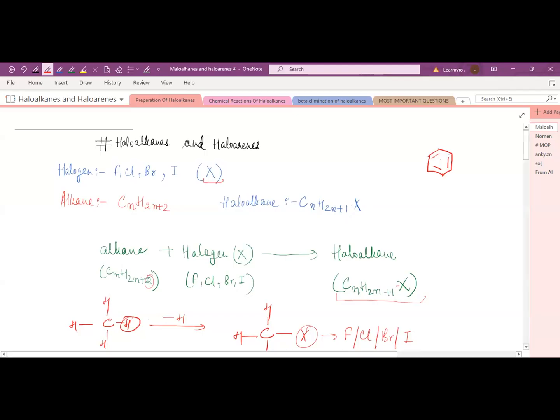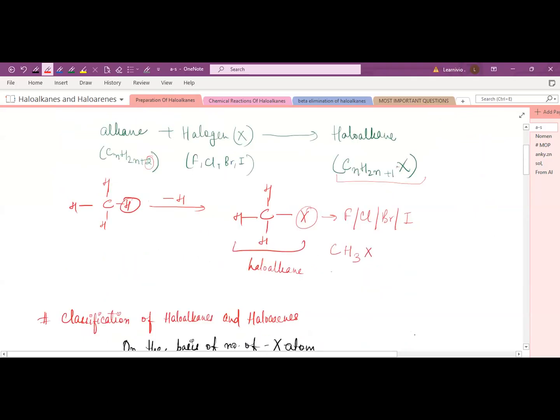In the aromatic system, suppose there is a hydrogen over here. You can see each and every carbon has three bonds and one hydrogen. So if one hydrogen is replaced, when you remove this hydrogen and add a halogen group over there, you will get haloarenes. So this structure is known as a haloarene. Is it clear now? Yes.